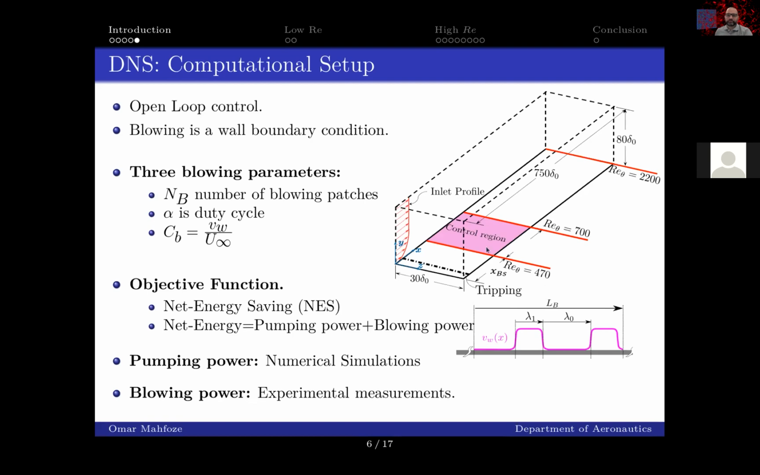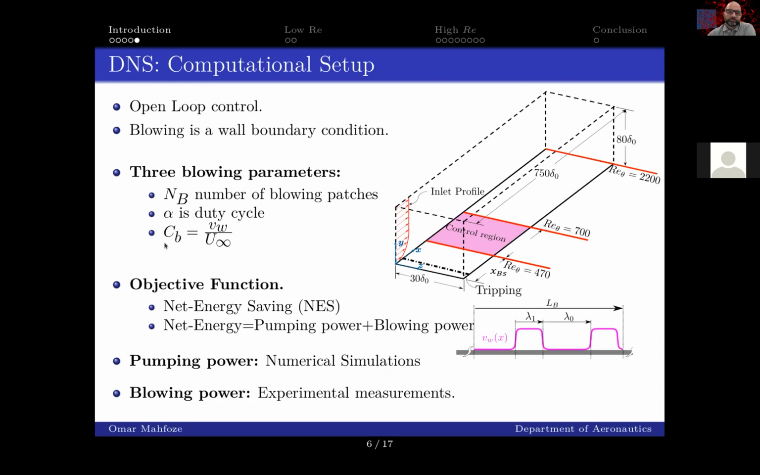So inside this control region, we can divide it into sections as intermittent waves, like this one. And the number of waves inside this control region is the NB, the number of blowing patches. And we also have the duty cycle that defines the length of the active region relative to the length of the non-active region. And we have the CB, which is the intensity of the blowing, the ratio between the wall-normal velocity and the free-stream velocity.